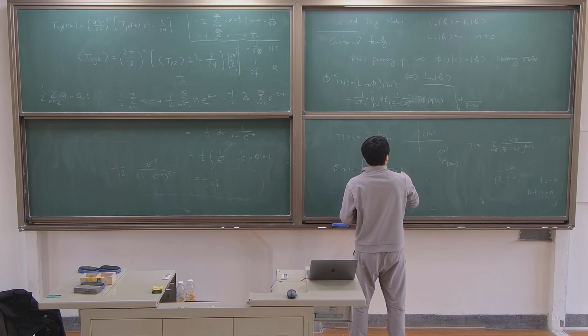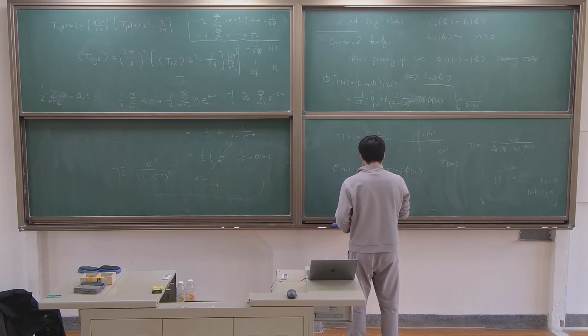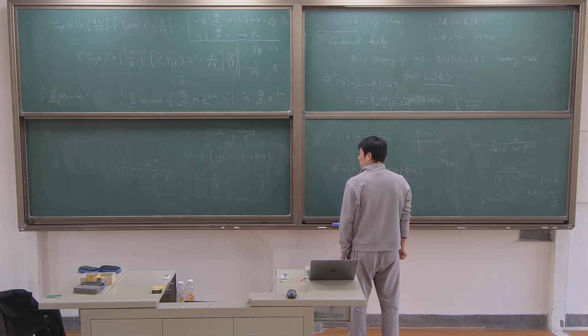T of z, phi of w. And since phi is the primary field, this has the point, what's that?